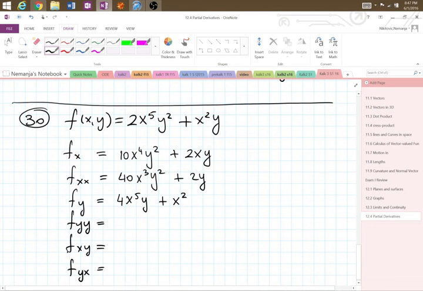For the next line, the fourth one, we are taking another derivative with respect to y off of the previous step. So it's going to be 4x to the 5. And then the derivative of x squared is 0 because it's a constant, right? We're taking the derivative with respect to y.